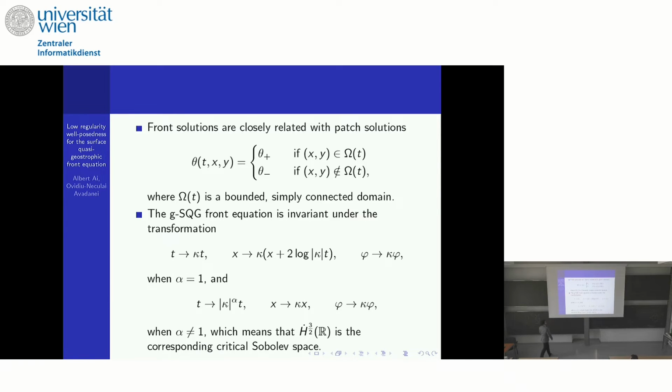gSQG front equation is invariant under the following transformation. In the case alpha equals 1, t goes to kappa t, x goes to kappa times x plus 2 log of absolute value of kappa t, which is akin to a Galilean transform, and phi goes to kappa phi. And in the case when alpha is not equal to 1, you get the pure scaling symmetry. The time goes to kappa to the power alpha times t, x goes to kappa x, and phi goes to kappa phi. In either of these two big cases, one can see that H dot 3 halves is the critical scaling Sobolev space.